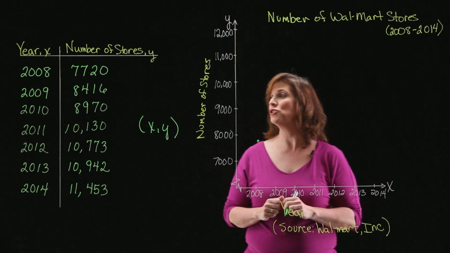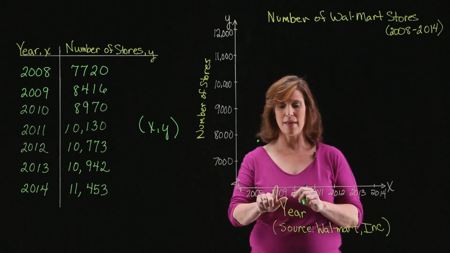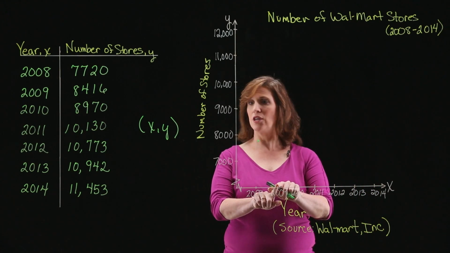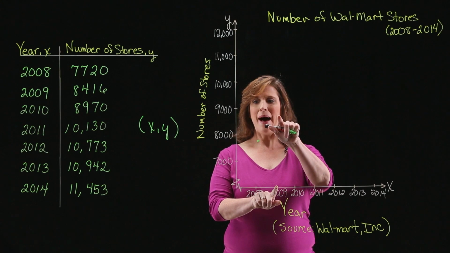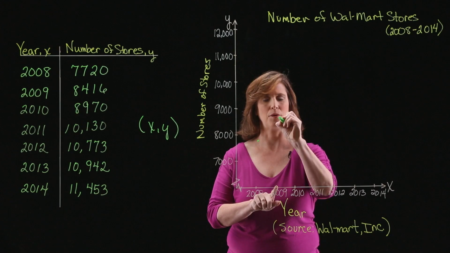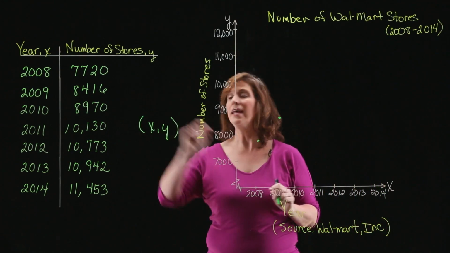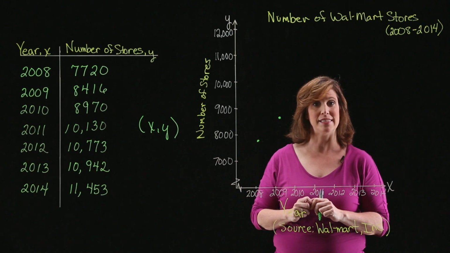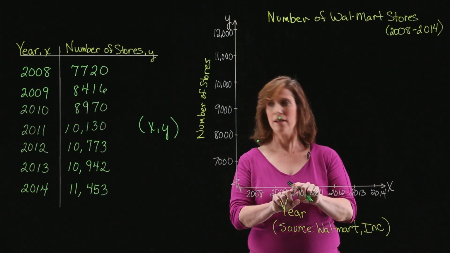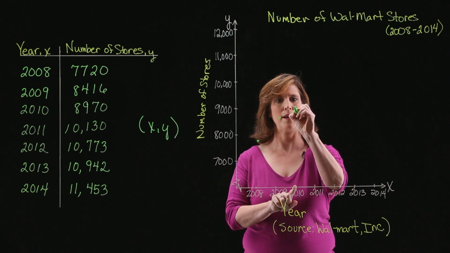All right, so let's take a look. The next data point is 2009, 8,416. So at 2009, I'm going to need to go to about 8,500, a little less than that. So that's going to be right about in that location. The next point is 2010, and that's 8,970, almost to 9,000. So at 2010, I'm going to go almost up to 9,000, which would be right about there.